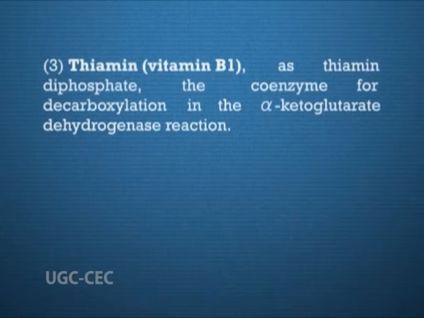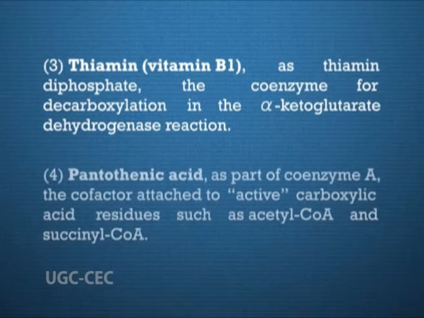Number 3, thiamine, which is vitamin B1, as thiamine diphosphate, the coenzyme for decarboxylation in the alpha-ketoglutarate dehydrogenase reaction. And number 4, pantothenic acid, as part of the coenzyme A, the cofactor attached to active carboxylic acid residues such as acetyl-CoA and succinyl-CoA.